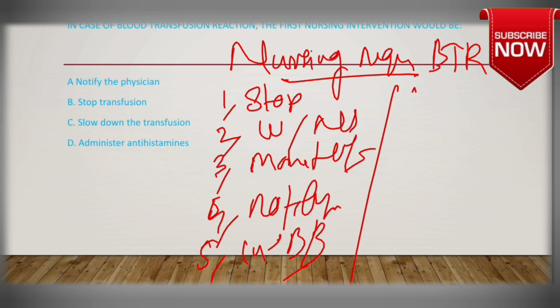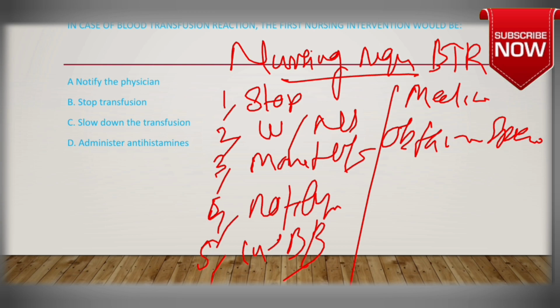Sixth action is prepare medicine. Prepare emergency drugs such as antihistamines, vasopressors, fluids and steroids as per doctor's order. Seventh step is obtain specimen. Obtain a urine specimen and send to the lab to determine presence of hemoglobin as a result of RBC hemolysis. Eighth step is the blood container or bag, tubing, attached label and transfusion record are returned to the lab for analysis.